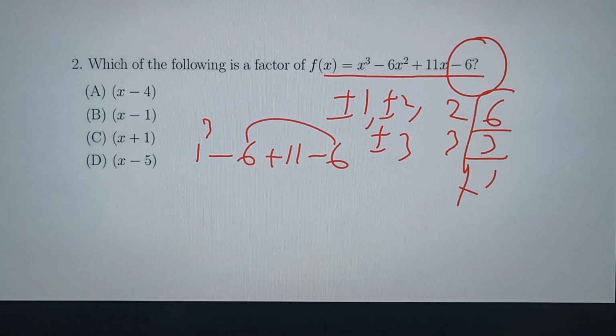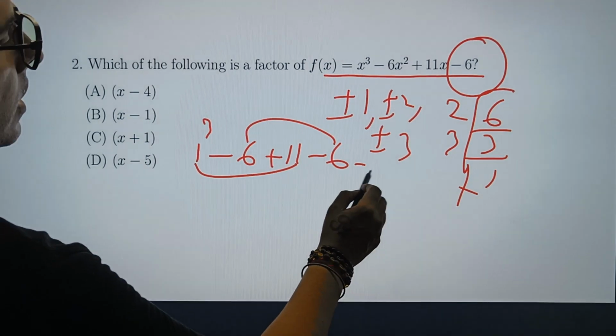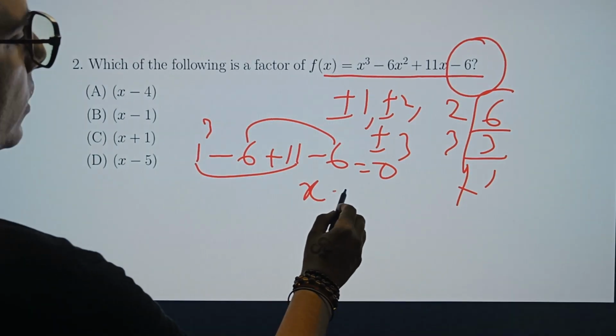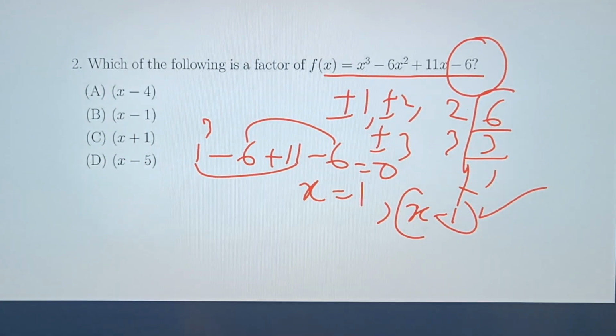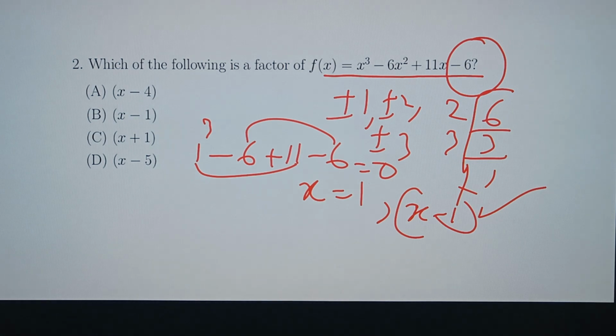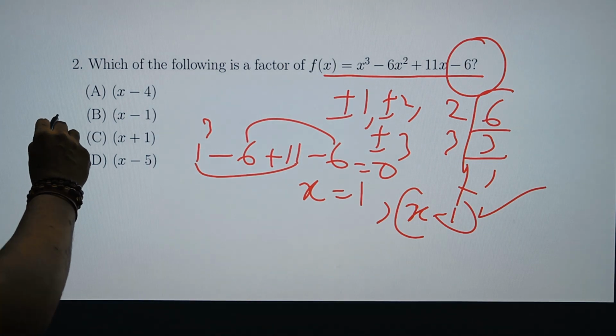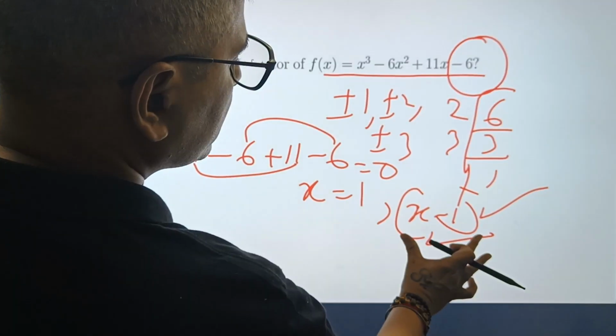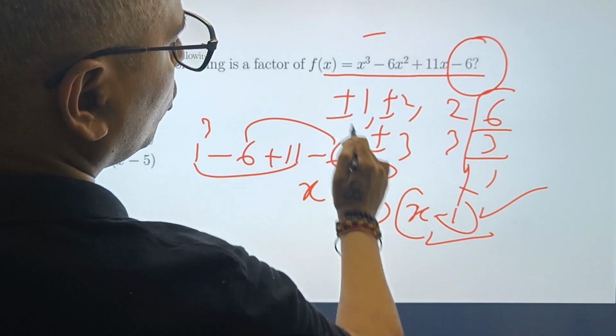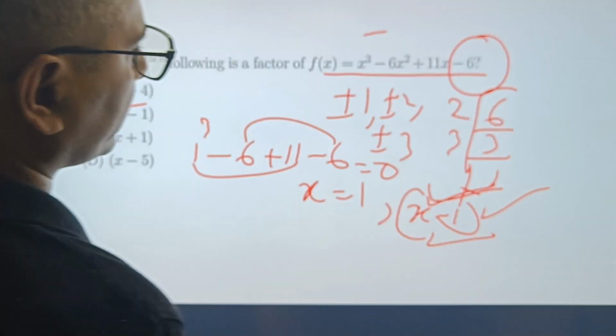So minus 6 and minus 6 is 12, and 1 and 11 is 12. That means x equals 1, or x minus 1, is a factor of this particular polynomial, right? Now here we can check, option number B is the correct answer. I have mentioned here how to find the factors of a cubic polynomial. After getting a single factor, you can simply divide this polynomial by that factor.